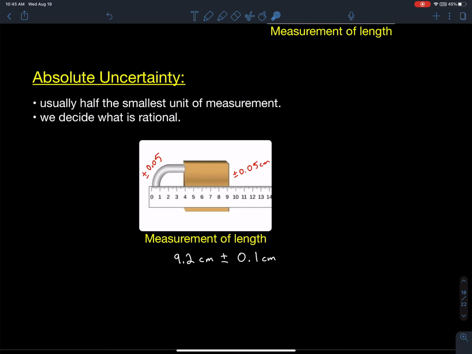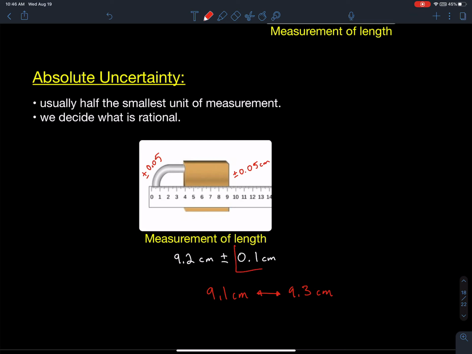Good question. So I would say I have that absolute uncertainty, 0.05 centimeters on this side and 0.05 centimeters on this side. So I would add those uncertainties together to say that my total uncertainty, my absolute uncertainty, is 0.1 centimeters. So the measurement here is going to be 9.2 centimeters plus or minus 0.1 centimeters. And what that means is that the true measurement of that lock can be anywhere from 9.1 centimeters to 9.3 centimeters. So I would tell the world that that lock is within that range. That's what that number means.